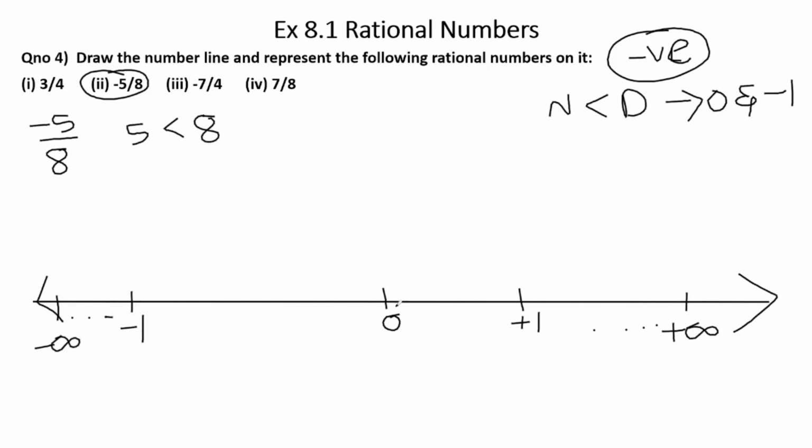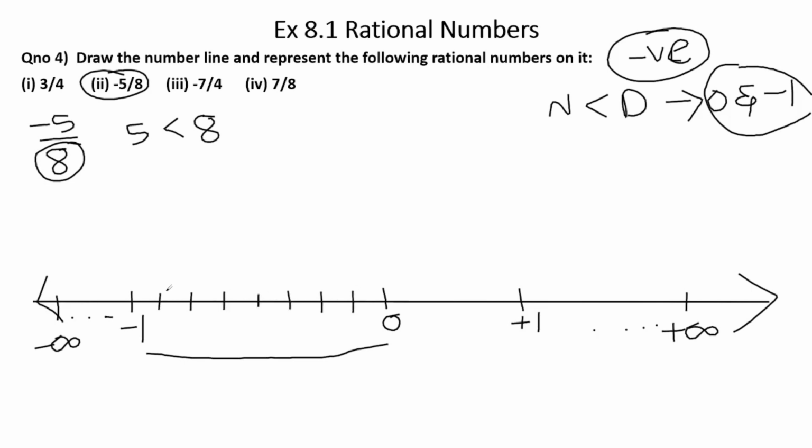We know that the number lies between 0 and minus 1, right? What is the value of the denominator? The value of the denominator is 8. So divide this into 8 equal parts. Now I have divided this into the 8 equal parts between minus 1 and 0.